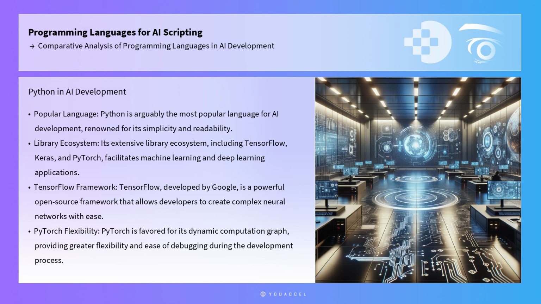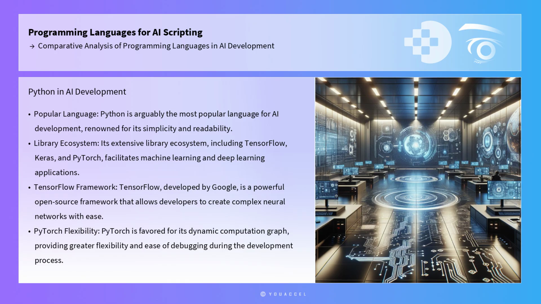Python is arguably the most popular language for AI development, renowned for its simplicity and readability. Its extensive library ecosystem, including TensorFlow, Keras, and PyTorch, facilitates machine learning and deep learning applications. TensorFlow, developed by Google, is a powerful open-source framework that allows developers to create complex neural networks with ease. Its high-level APIs enable rapid prototyping and experimentation, making it a preferred choice for many AI practitioners.